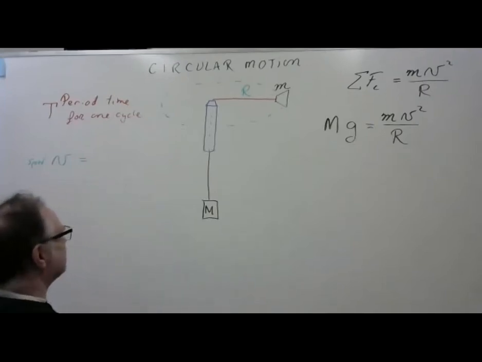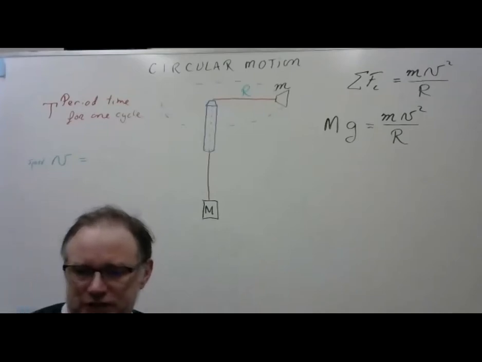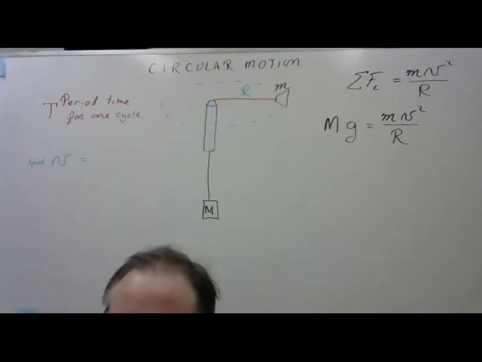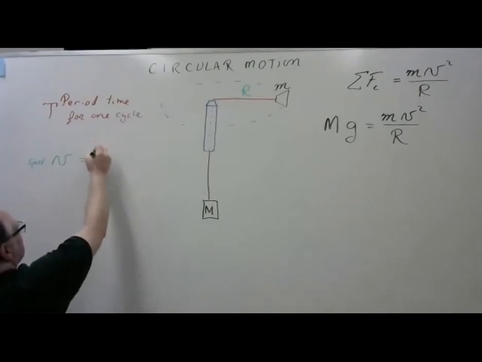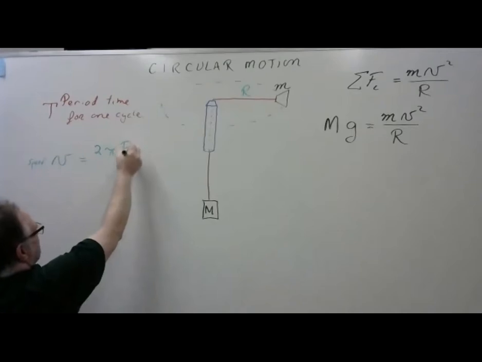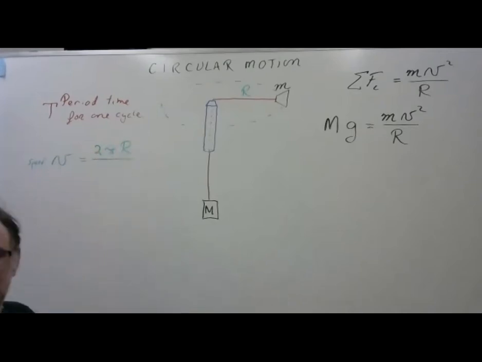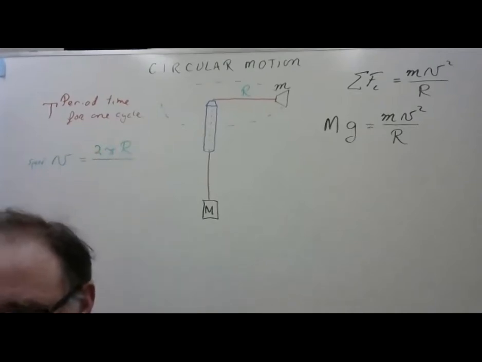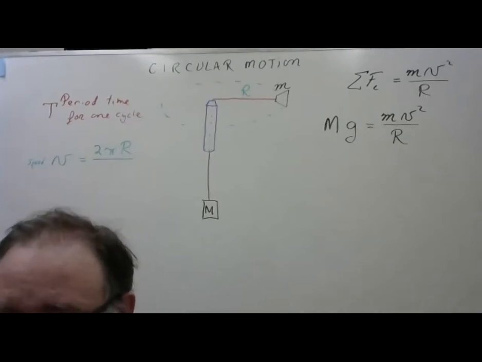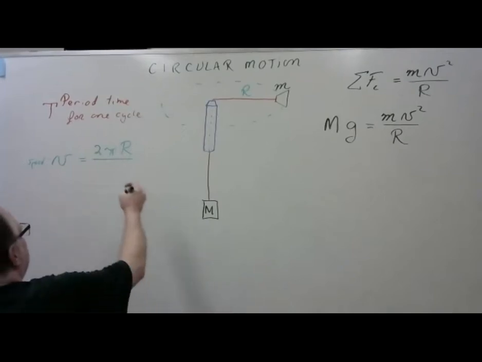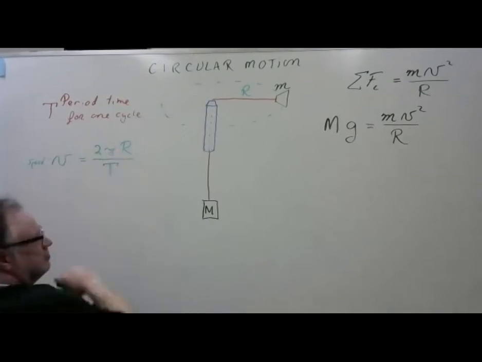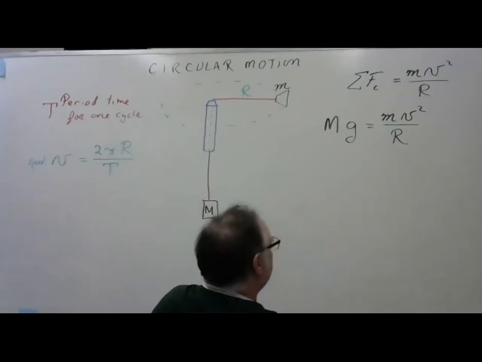So what is the circumference of the circle? It's 2 pi times the radius. So the speed is going to be 2 pi times the radius divided by the time it takes to get around. And the time it takes for us to get around once, we define it as the period, capital T. So this is 2 pi times the radius divided by capital T. Okay, so I can plug that into there, and I have to square it.